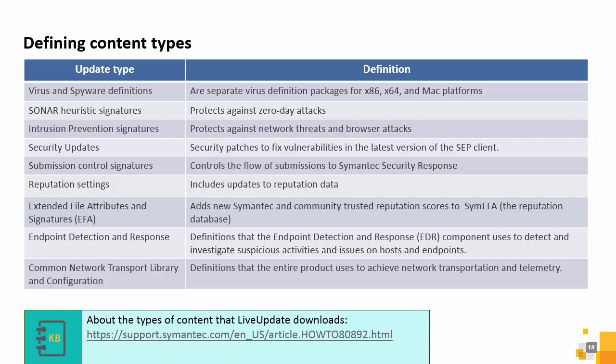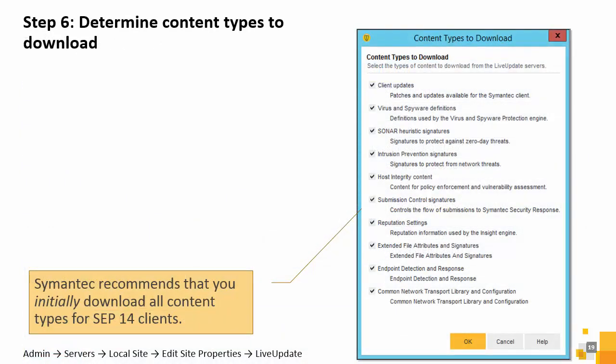The option to download security patches from Symantec or internal Live Update servers is enabled by default in the assigned Live Update settings policy. Security patches can be delivered to clients from the management server, Live Update server, or group update provider. The content types to download pane includes all download options by default. To make changes, click Change Selection and change the list to remove any content not required in your environment. Symantec recommends that you initially download all content types for SEP 14 clients. After you become familiar with the content types, disable any that are not applicable to your environment.